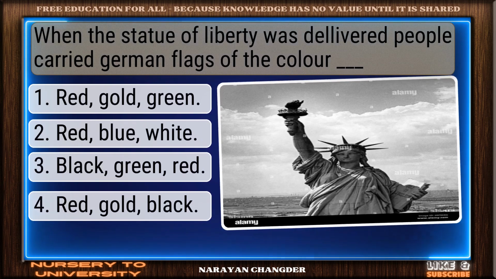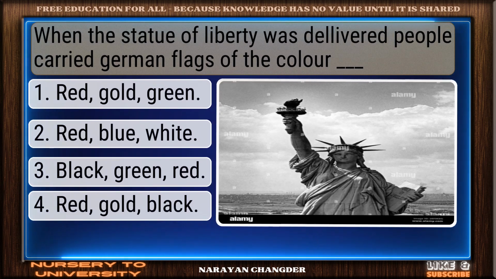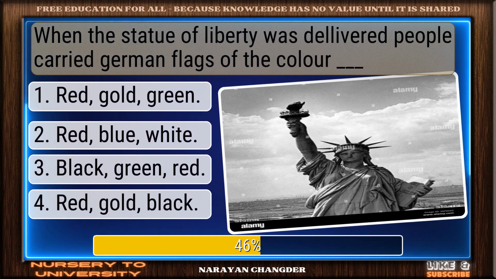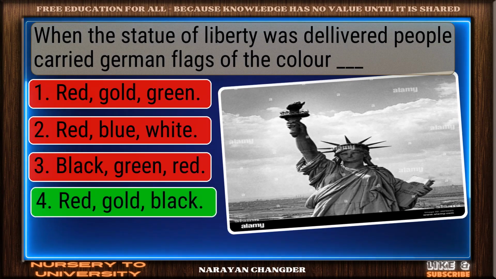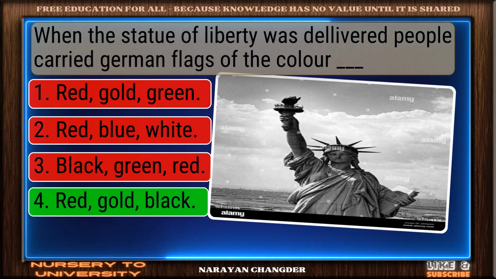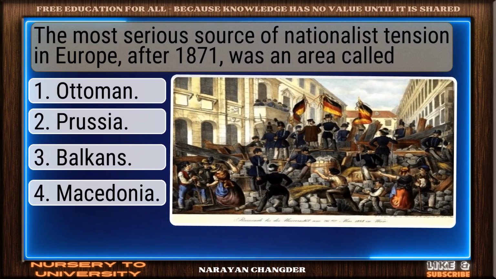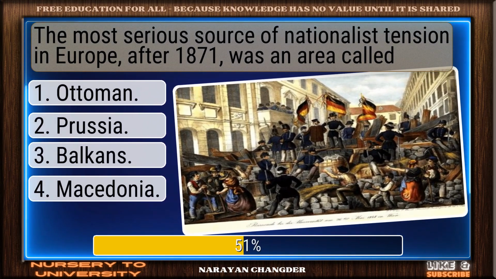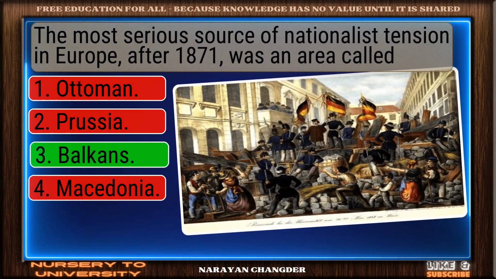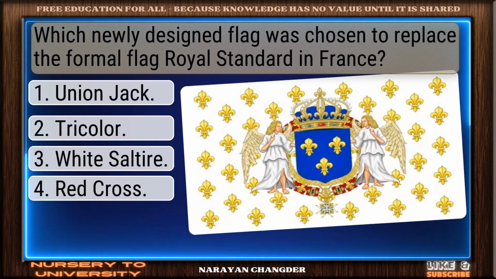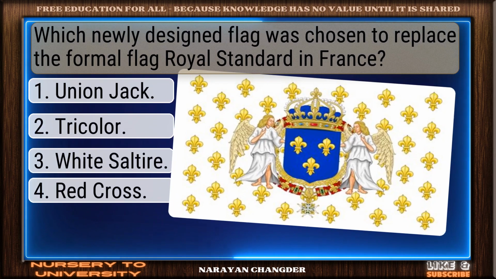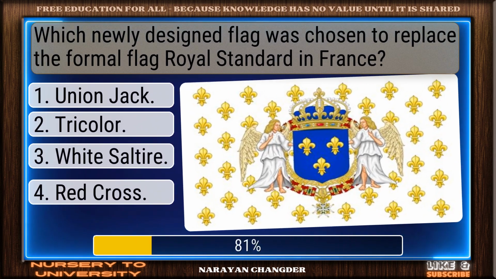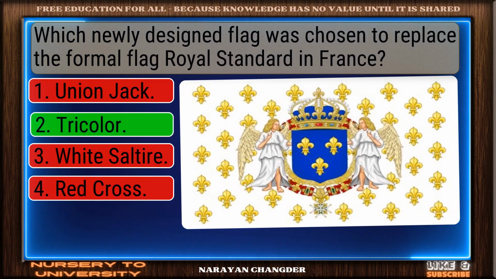When the Statue of Liberty was delivered, people carried German flags of the color dash. Solid response. Red, gold, black is valid. The most serious source of nationalist tension in Europe after 1871 was an area called. Excellent choice. Balkans. Which newly designed flag was chosen to replace the former flag, the royal standard, in France? Excellent. Tricolor is well reasoned.